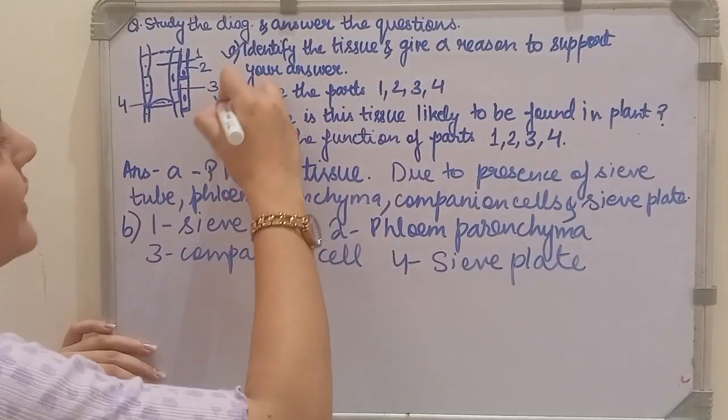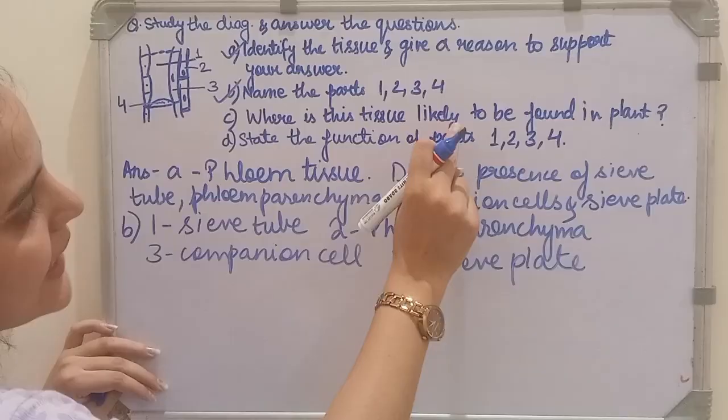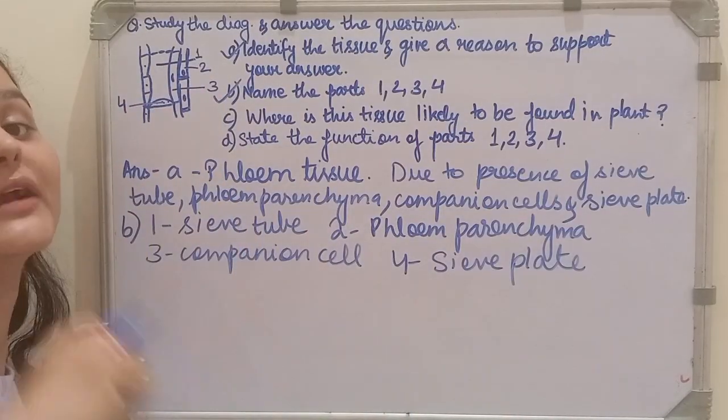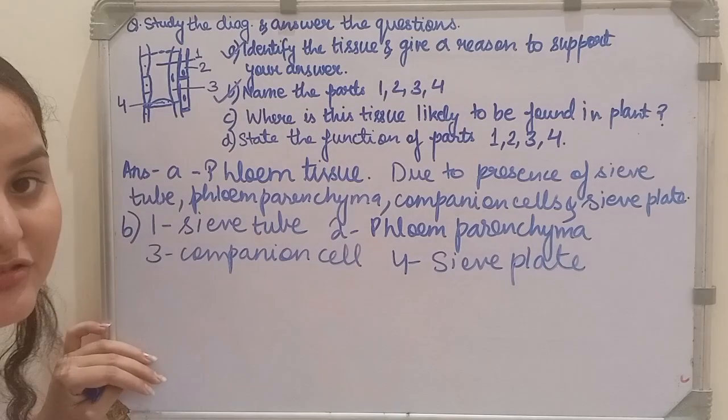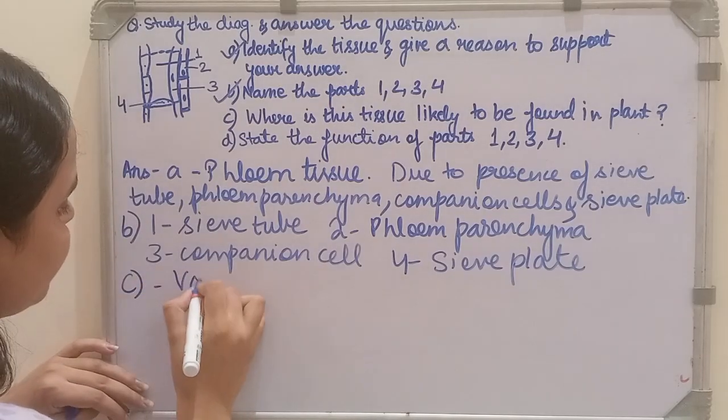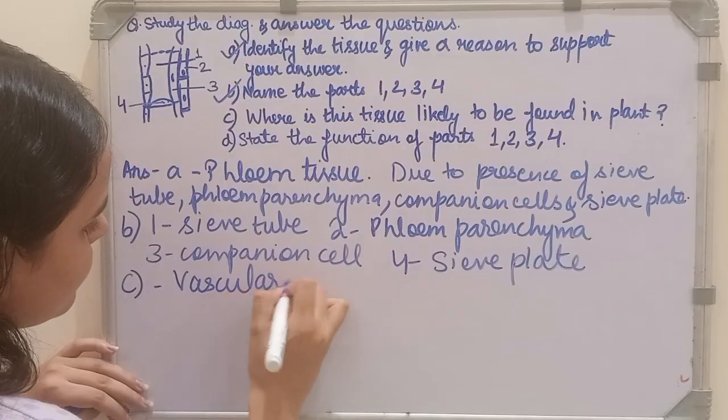Okay. Now next part. Where is this tissue likely to be found in plants? So this phloem tissue is likely to be found in vascular bundles. Our vascular bundles contain xylem and phloem. So it is likely to be found in vascular bundles.